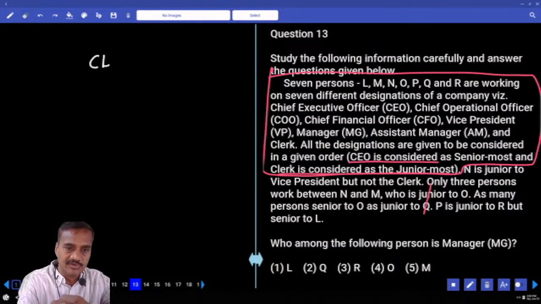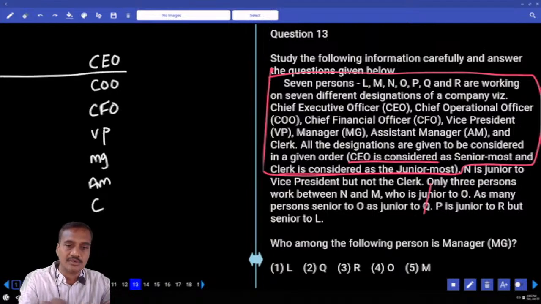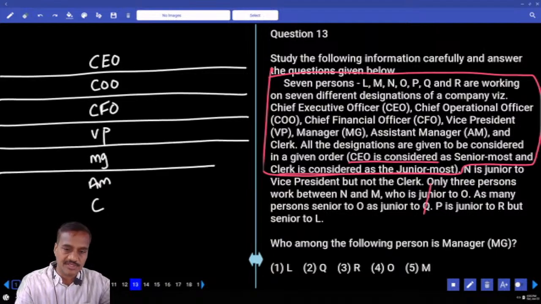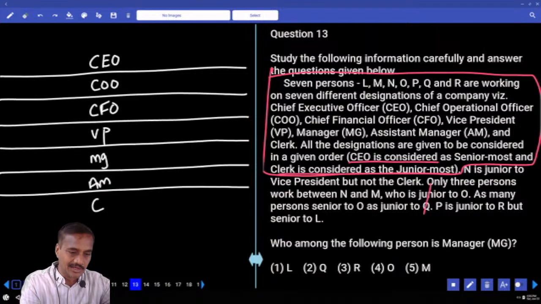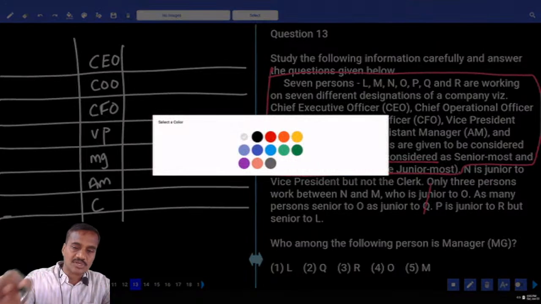చెప్పండి, top తీసుకోవాలి CEO. Next to CEO, who is the other person? COO. And next to COO, CFO. CFO next one ఎవరు వస్తారు? Vice president, next to vice president, manager, and next to manager, assistant manager, and next to assistant manager, clerk. Now these are the 7 persons: CEO, COO, CFO, vice president, manager, assistant manager, and a clerk. Now how many persons are there? 7 persons. Then coming to condition number 1.